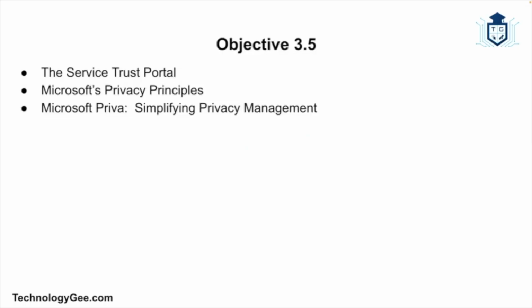In today's digital landscape, trust is a cornerstone of any successful relationship between technology providers and their customers. Microsoft's commitment to earning and maintaining this trust is exemplified through its robust security, compliance, and privacy frameworks. And two key components of this commitment are the Service Trust Portal and Microsoft Priva, which are designed to empower organizations with tools to secure their data and meet privacy goals.